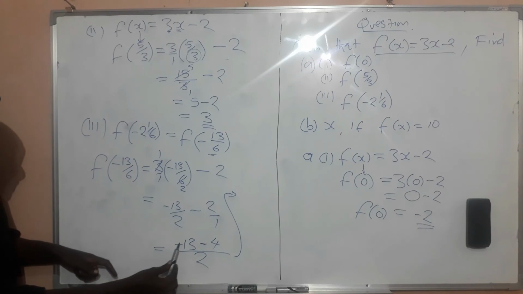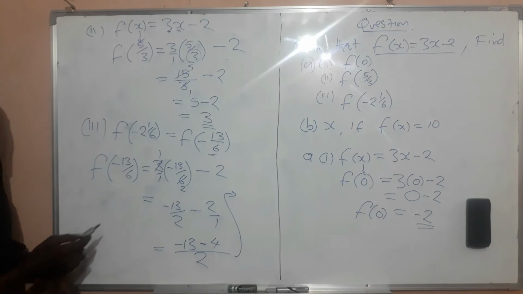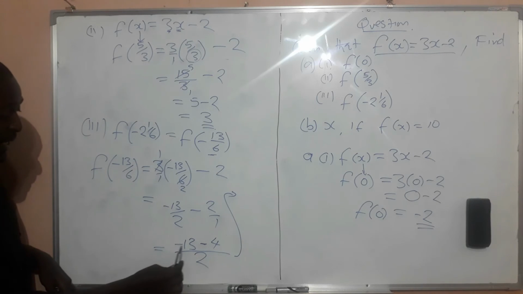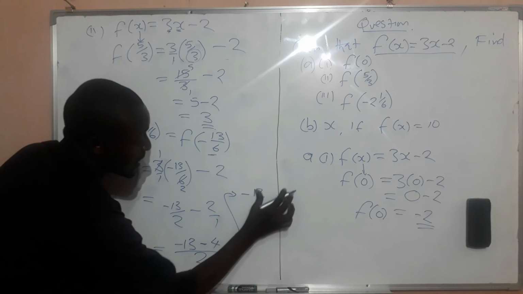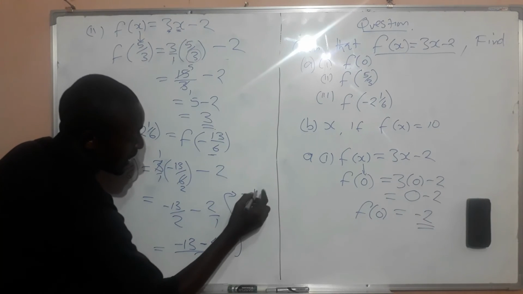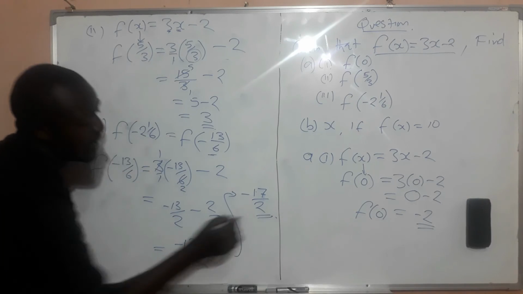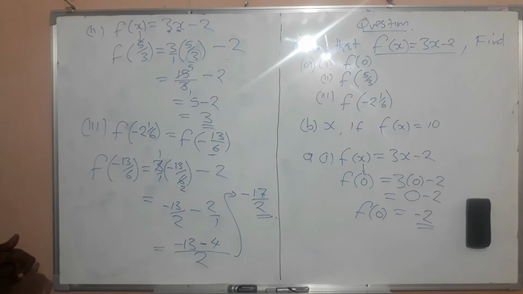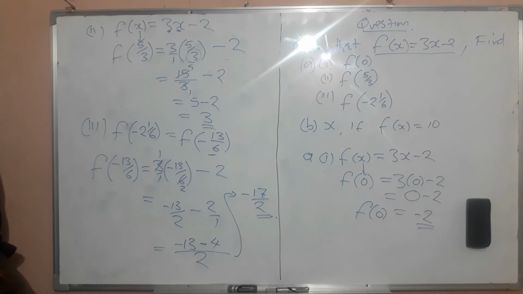Okay, so here, since the signs are the same, just add the numbers on top. 13 plus 4 is 17. And then you maintain the same sign that we have. So you're going to have negative 17 over 2. And this is your answer here, because 2 can be divided in there, but it will leave a remainder. And then we now go to the last question.